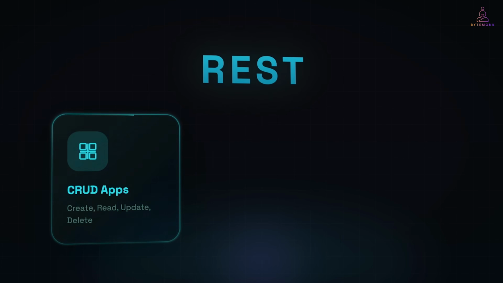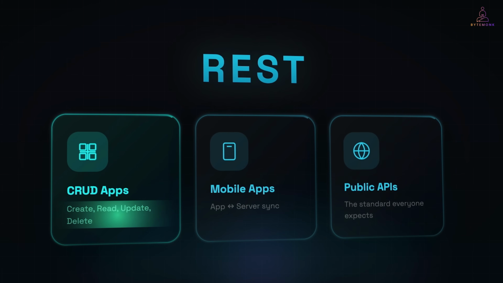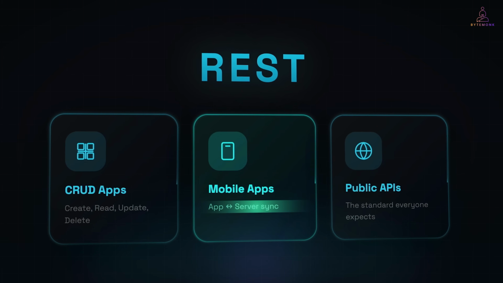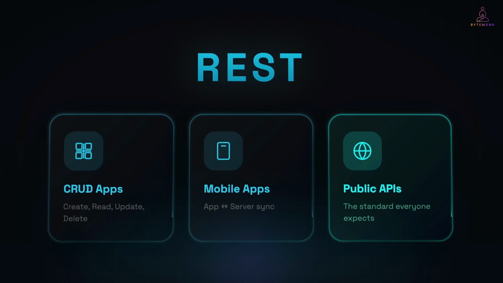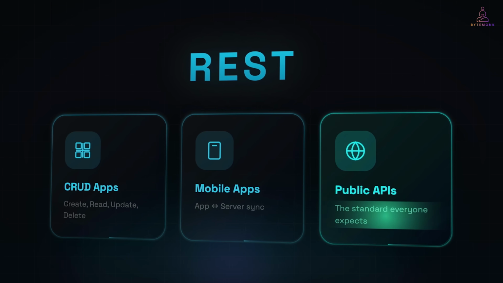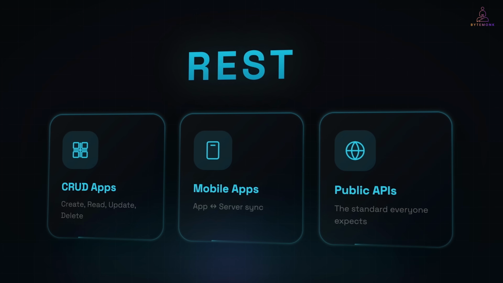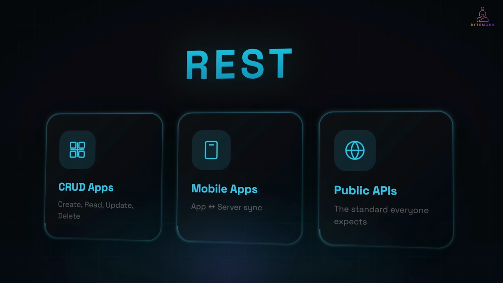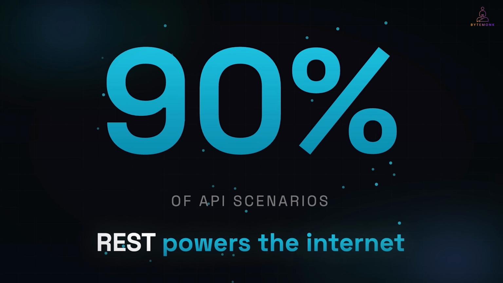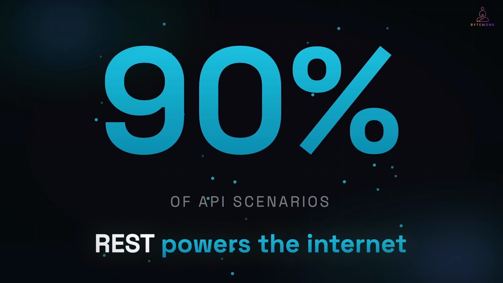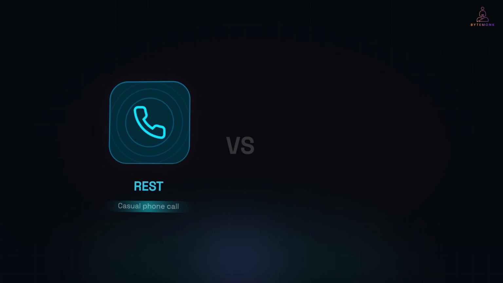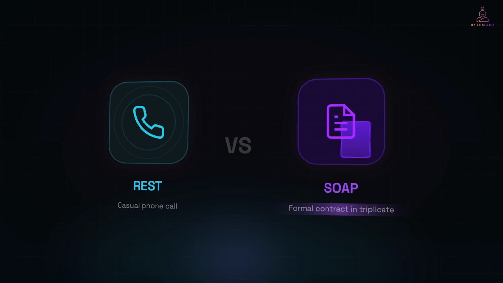If you are building standard CRUD applications, create, read, update, delete, REST is perfect. Mobile apps that need to talk to backend servers, REST. You are building a public API that other developers will use, REST is the standard they expect. Basically, anytime you need something simple, reliable, and universally understood, REST is your answer. Honestly, REST is your go-to for about 90% of API scenarios. It just works.